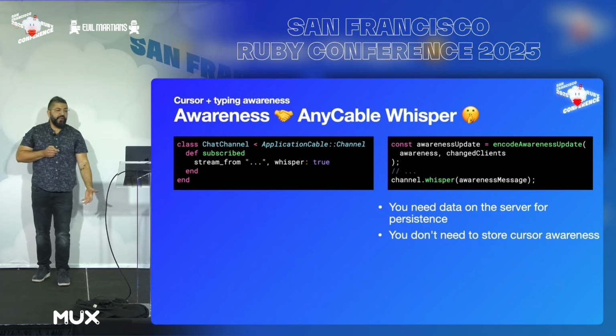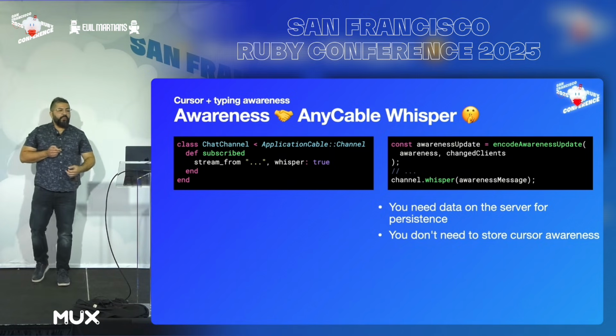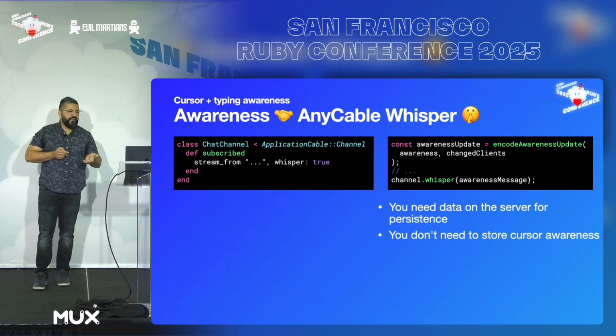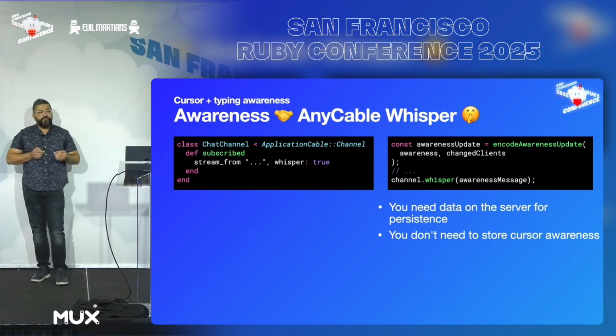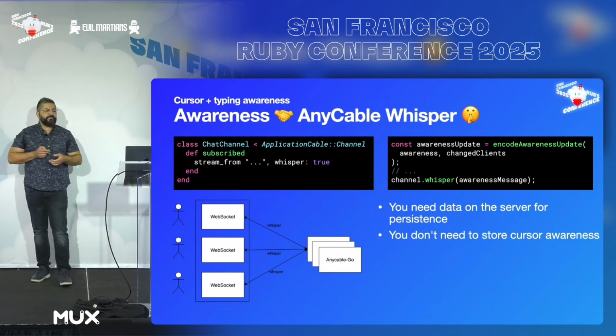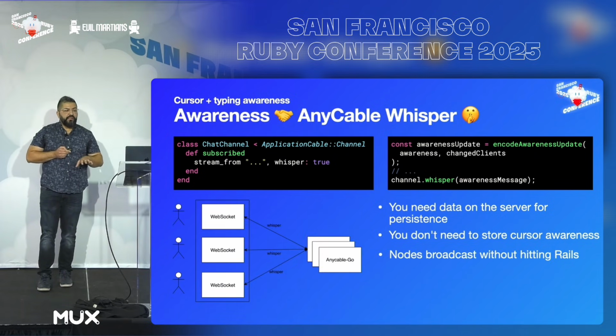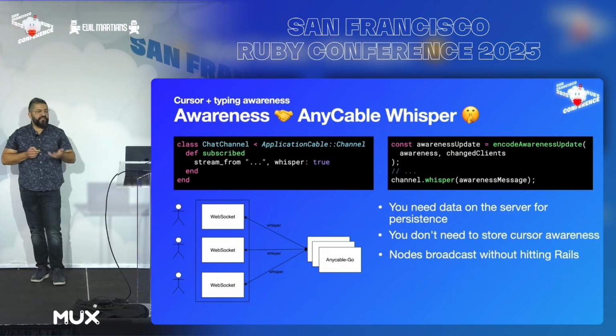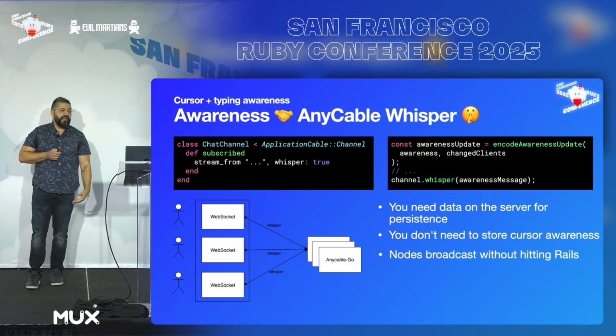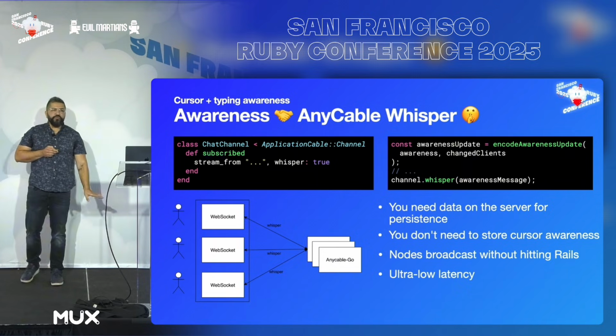And so one of the benefits you get out of AnyCable is something called Whisper. AnyCable Whisper allows you to specify that your channel is a whispering channel, I guess. Then on the front end, instead of doing send, you just say whisper to the server. And what that does is it actually completely cuts Rails out of the mix. For situations where all you care about is distributing this information out to other clients, you can do that through Whisper. It hits AnyCable and then immediately distributes it out to other people itself. So Rails doesn't have to get involved. You take the load off of that and you get ultra low latency from it.